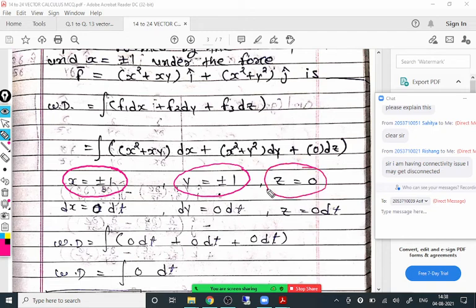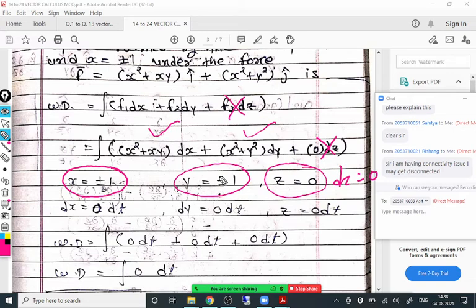Obviously the square is in the xy plane. So z is 0 and dz is 0. There is no need to write the term of f3, so this is 0 at the end. So that's written correctly. Now, what did he do? He completed this work done on path 1, path 2, path 3, and path 4.